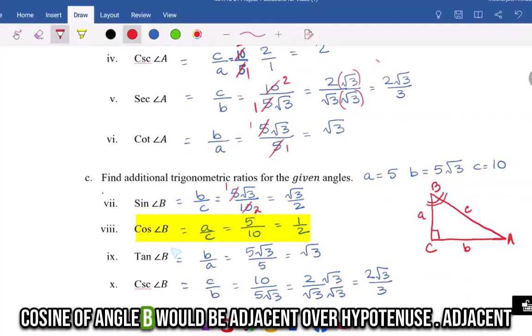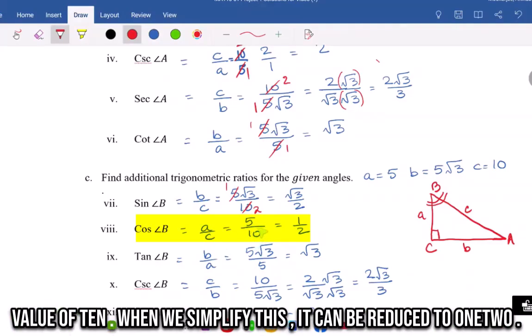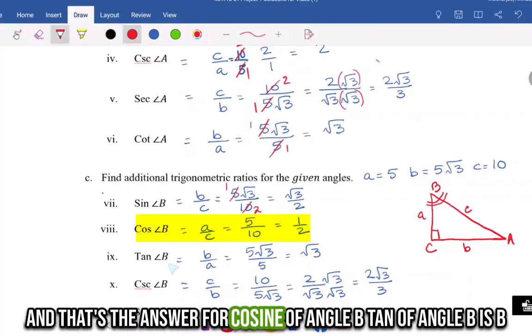Cosine of angle B would be adjacent over hypotenuse. Adjacent side to angle B is A. So A divided by C. A has a value of 5. C has a value of 10. When we simplify this, it can be reduced to 1/2. And that's the answer for cosine of angle B.